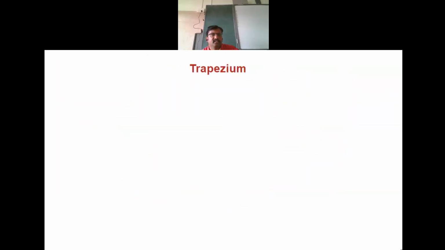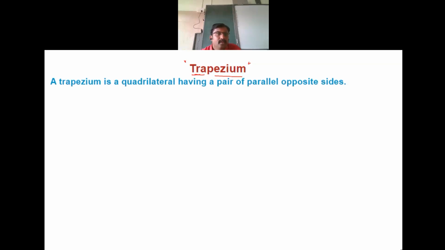Yes, it's easy. Now I'll be just telling this particular information for today's class. We have to understand the meaning of trapezium and also what to do for finding area. Trapezium is a quadrilateral having a pair of parallel opposite sides. In other words, a quadrilateral having only one pair of parallel sides is called a trapezium.